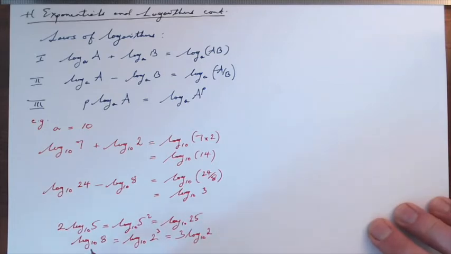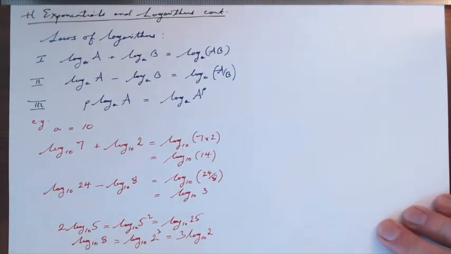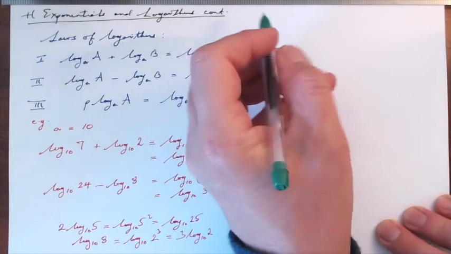And so log to the base 10 of 8 is equivalent to 3 times log to the base 10 of 2. And we can see that connection because we recognize that 8 can be expressed as a number to a power. Okay. An important thing to recognize when you're doing these kinds of manipulations is the following thing.